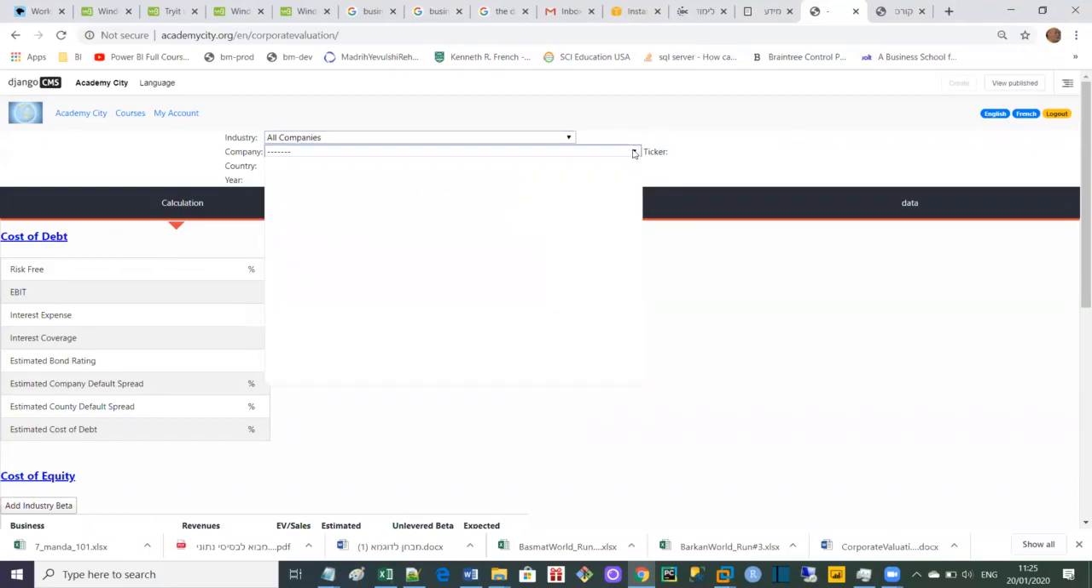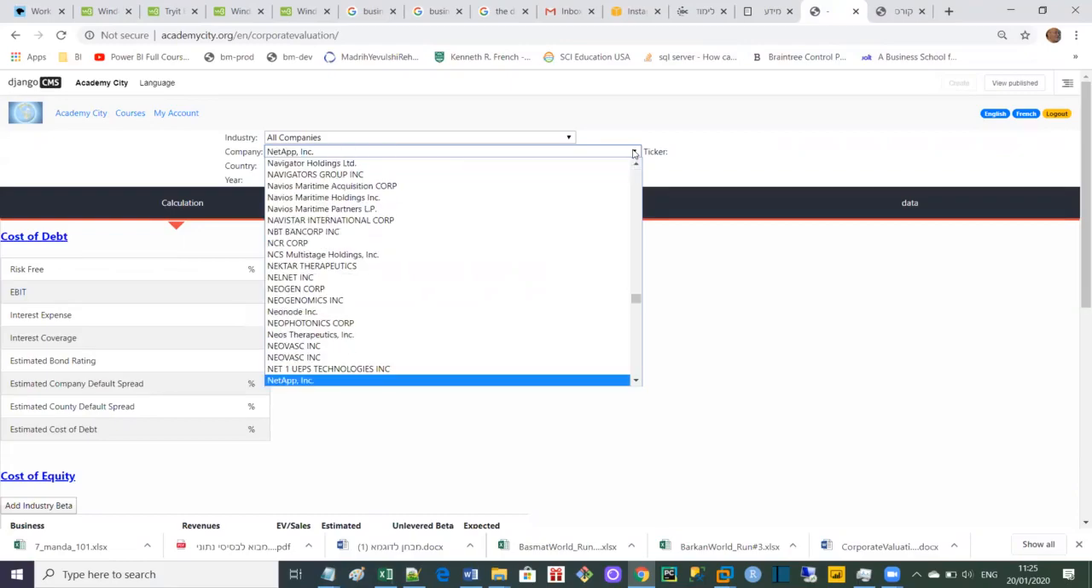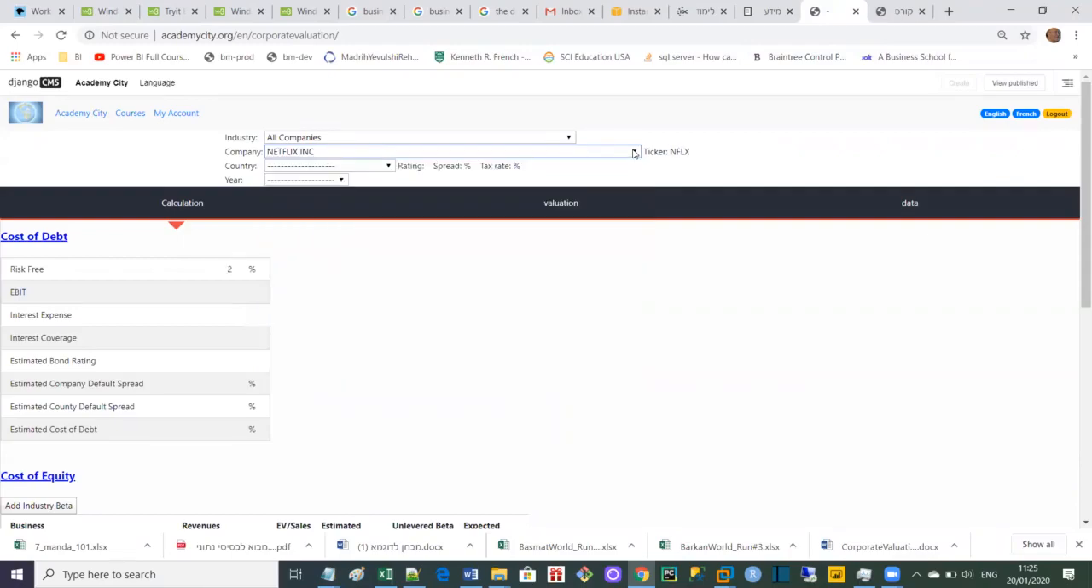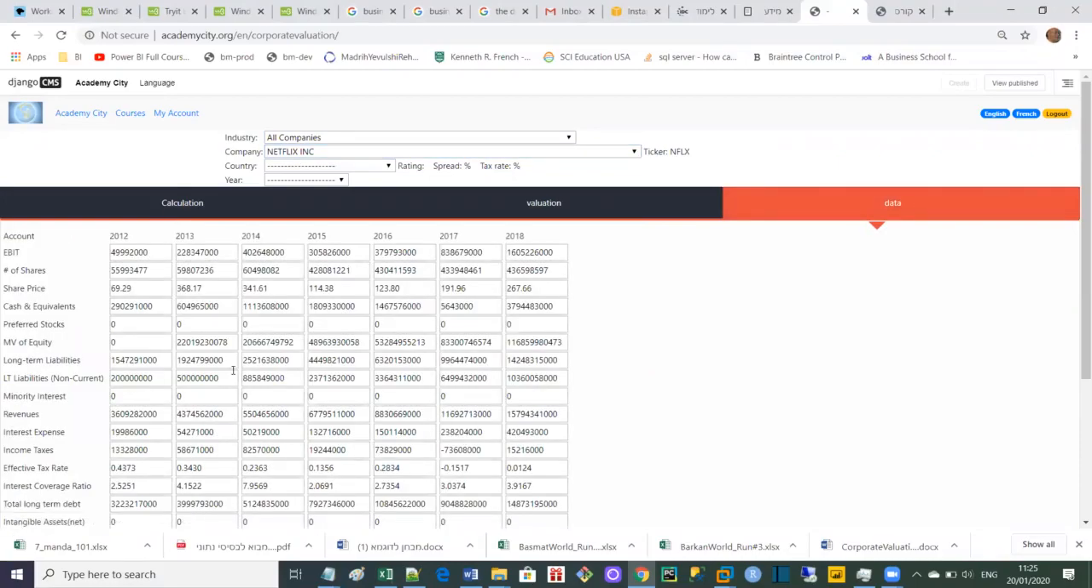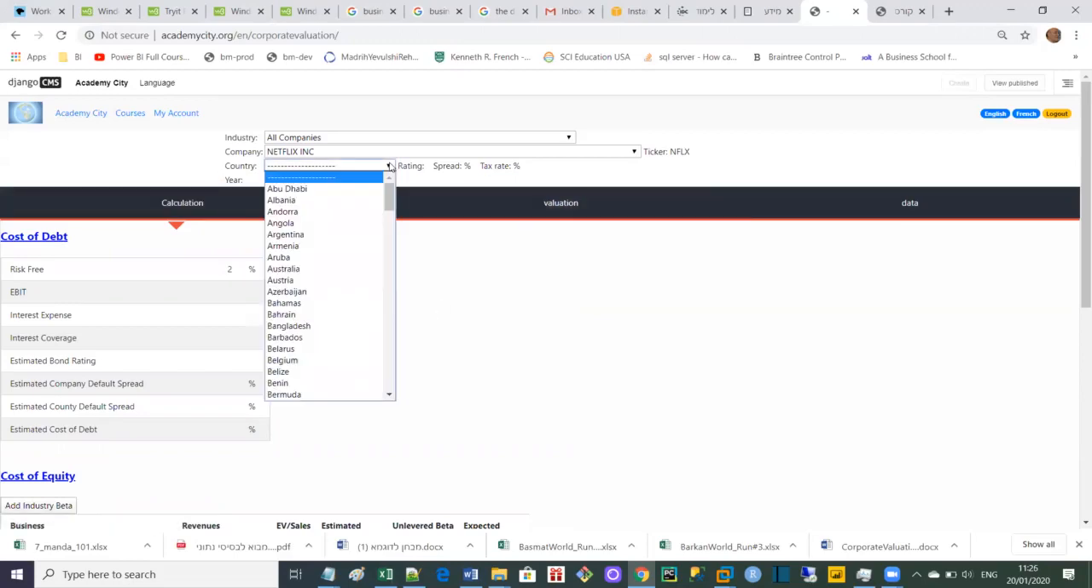Let's automatically pull all the over 3,600 companies. If you start typing, let's go for Netflix. I'm going for Netflix. It automatically gives me the data of Netflix. Here you can see all the data of Netflix from 2012 to 2018. I'm continuing the calculation, very similar to the way you have in the Excel. Country: which country is Netflix mostly operating in? It's the United States. So I'm going to pull United States.